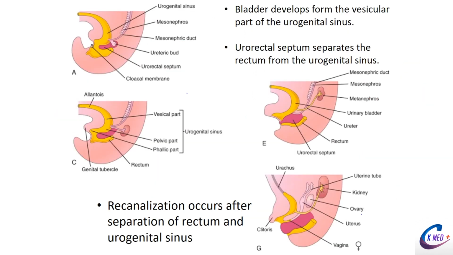Okay, so we talked about this very briefly a couple slides back, how we have this kind of sac. This is the allantois right here.